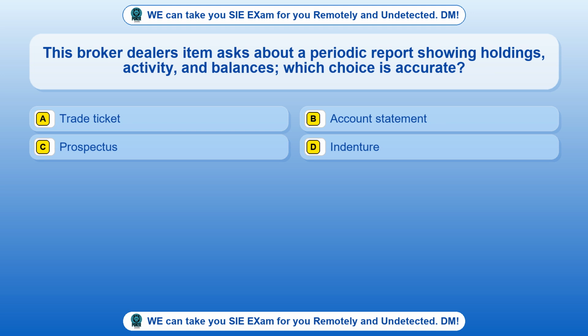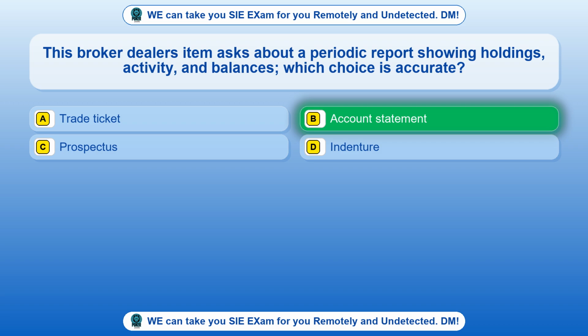Question 78. This broker-dealer's item asks about a periodic report showing holdings, activity, and balances. Which choice is accurate? Option A, trade ticket. Option B, account statement. Option C, prospectus. Option D, indenture. The correct answer is option B, account statement.